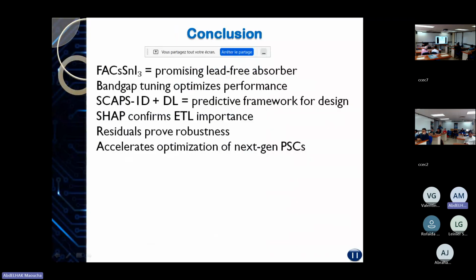To conclude, the formamidinium cesium tin triiodide is a strong candidate for lead-free perovskite solar cells. By combining the SCAPS-1D simulations with deep learning, we can predict performance and guide the device optimization. Our analysis shows that ETL properties dominate performance, an effective pathway to improve efficiency. This approach not only accelerates research, but also reduces experimental costs.